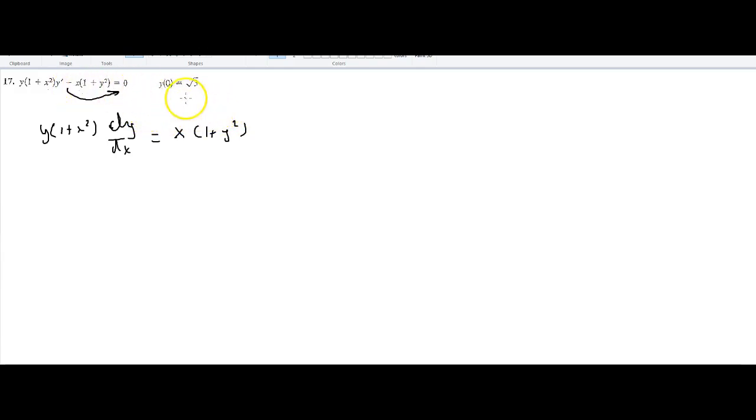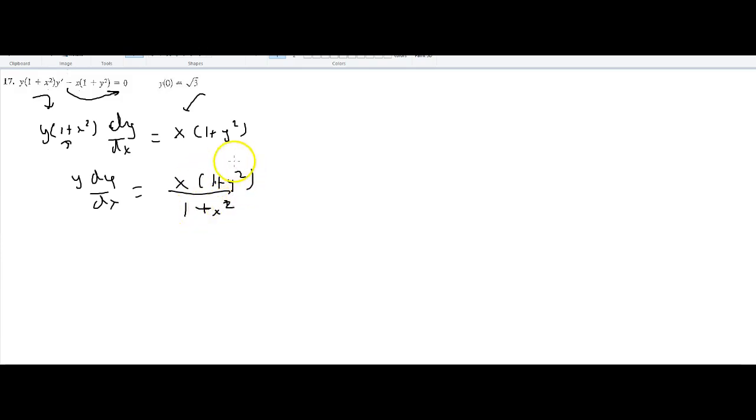I got to get the y's over here on this side. I need the x's on this side. So I'm going to divide both sides by this mess, get the x out of here. I get y dy/dx equals x times (1 plus y squared) over (1 plus x squared).